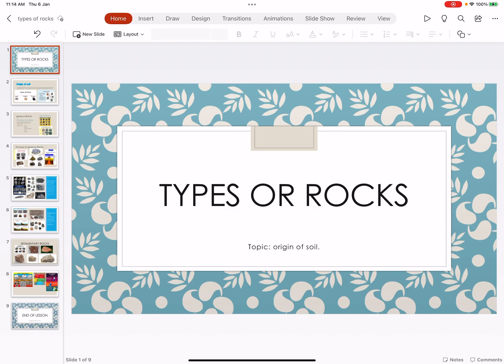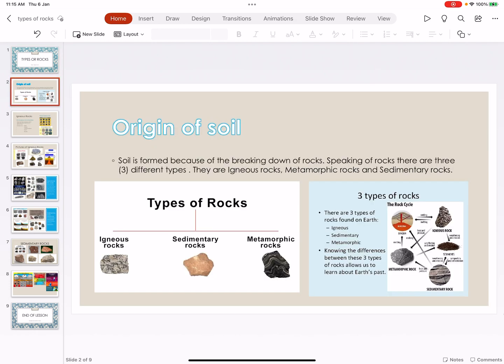Types of rocks. Topic: Origin of soil. Soil is formed because of the breaking down of rocks. Speaking of rocks, there are three different types. They are igneous rocks, metamorphic rocks, and sedimentary rocks.